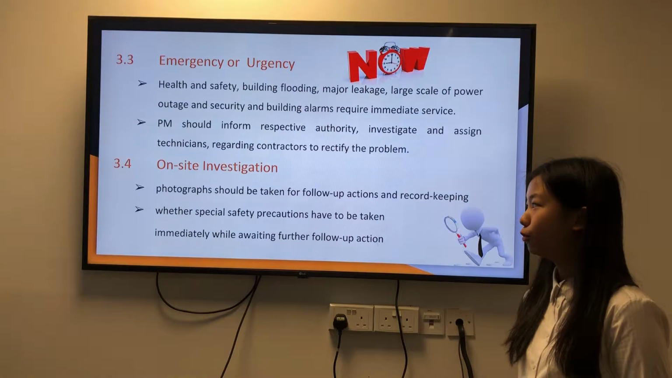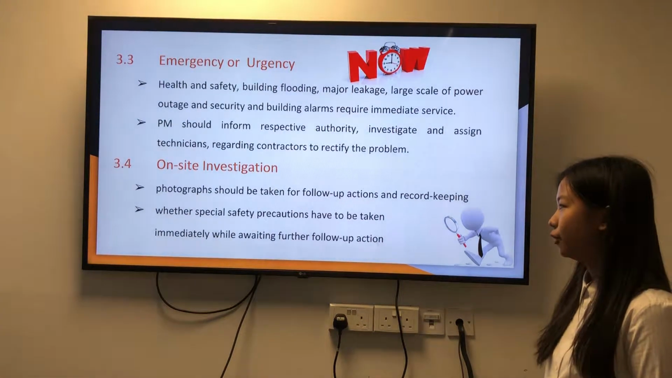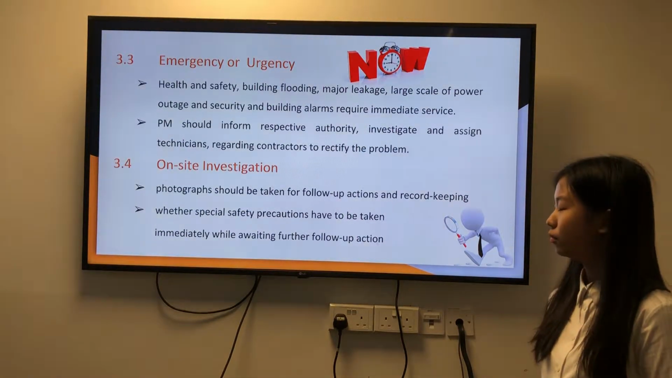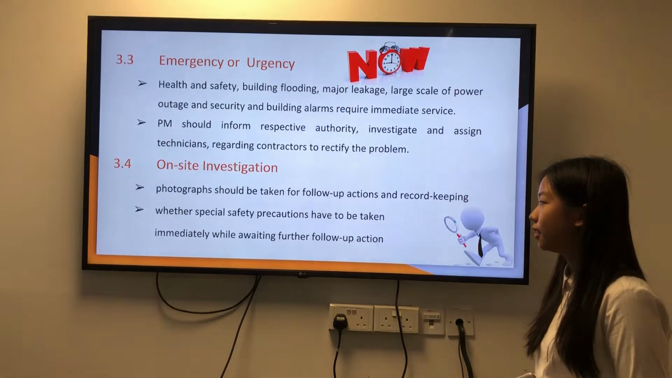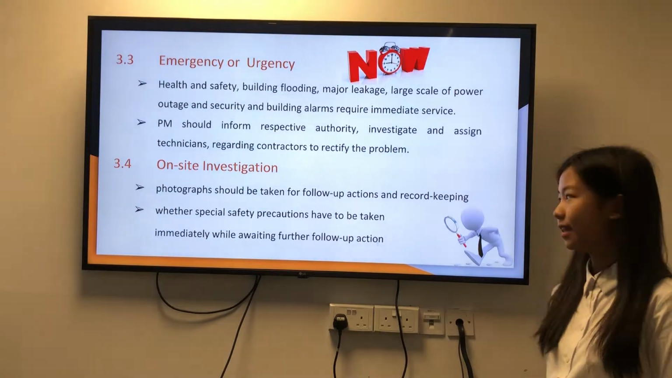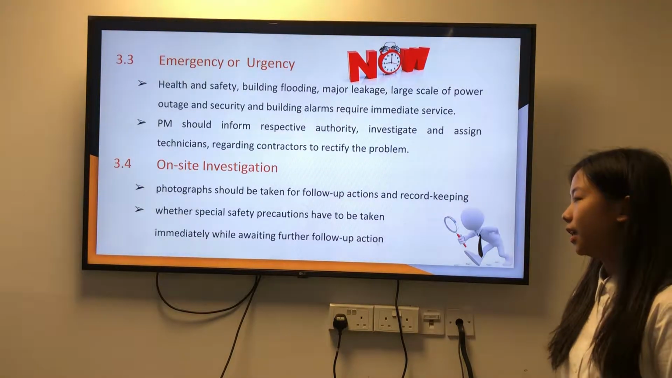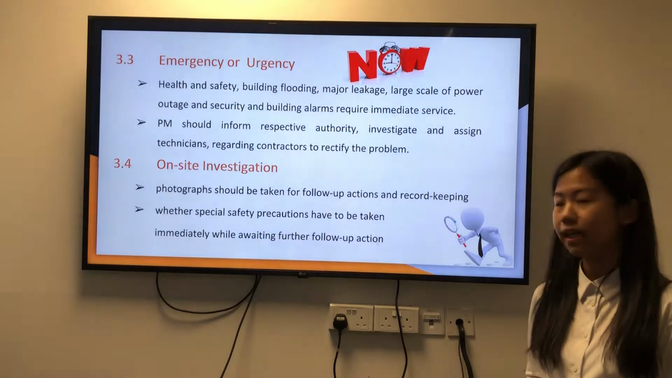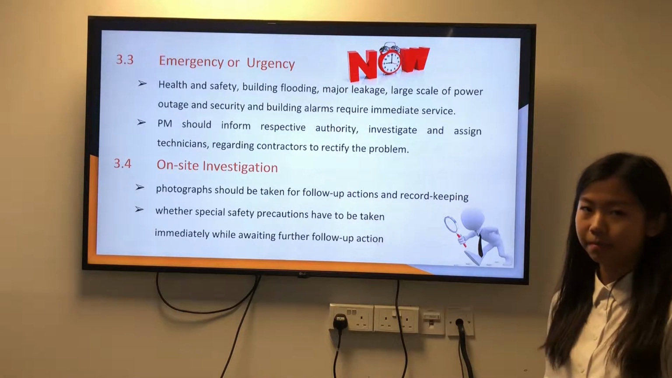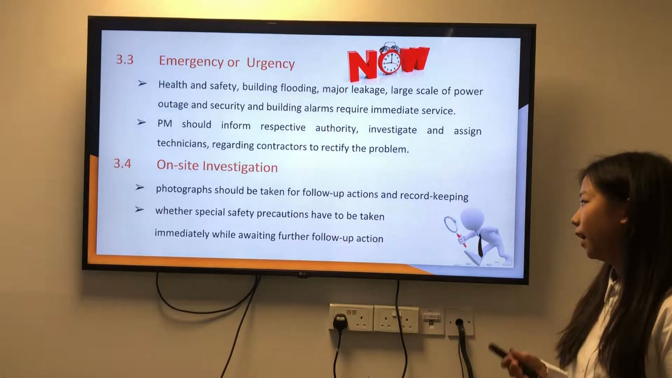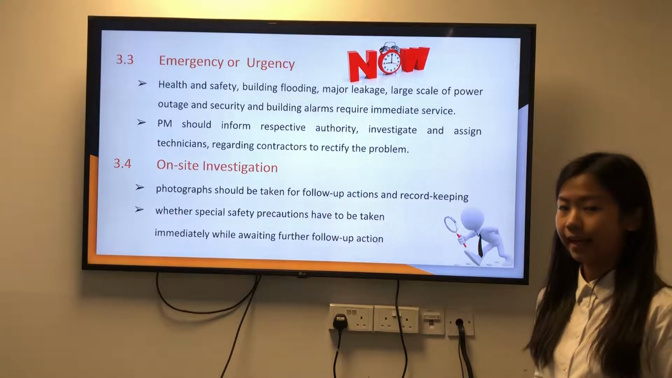It is also needed to give a site visit to see the seriousness of the problems. Upon the investigation, photographs should be taken for follow-up actions and record keeping. And the property manager should also make the decision whether special safety precautions have to be taken immediately while awaiting the follow-up action. For example, putting up a warning sign.